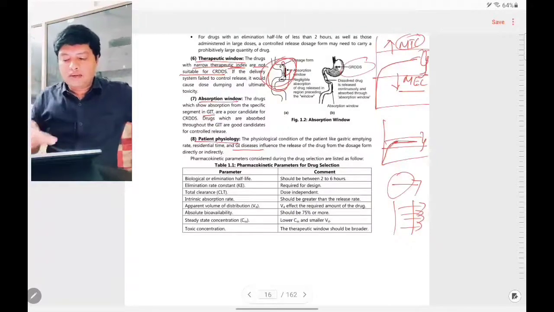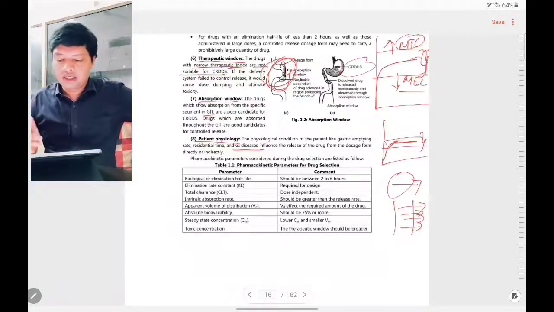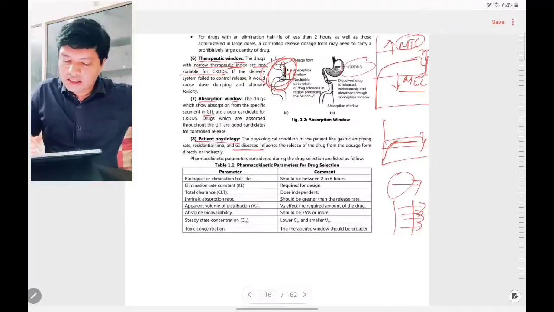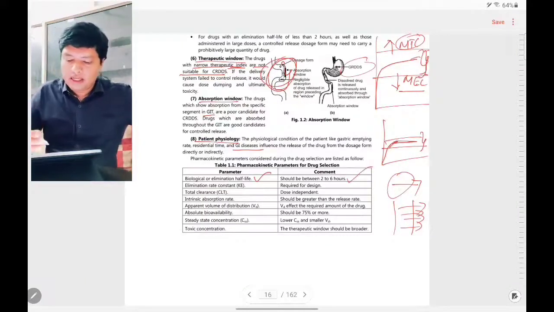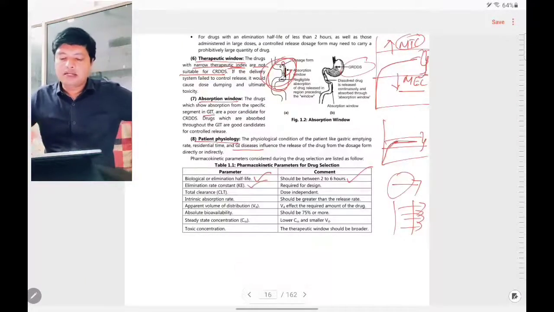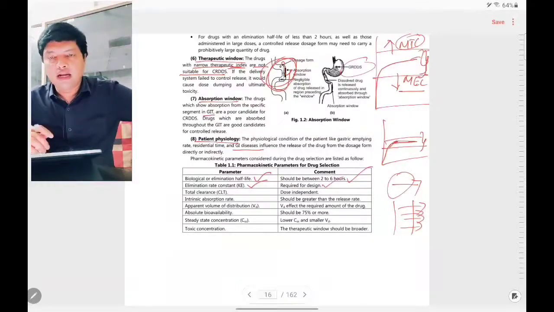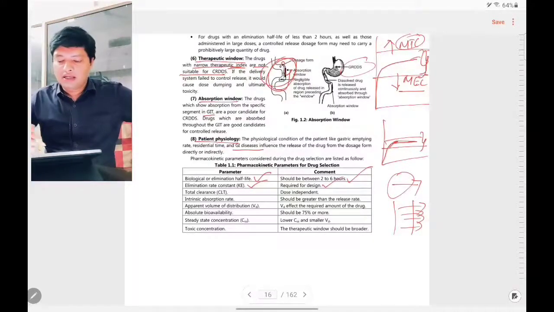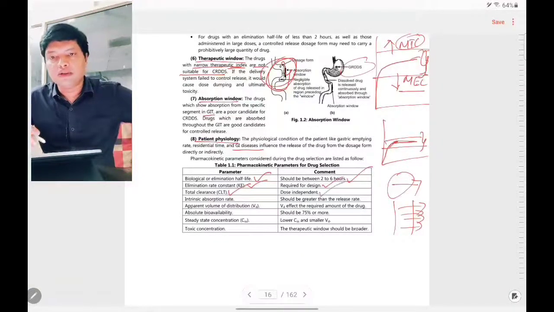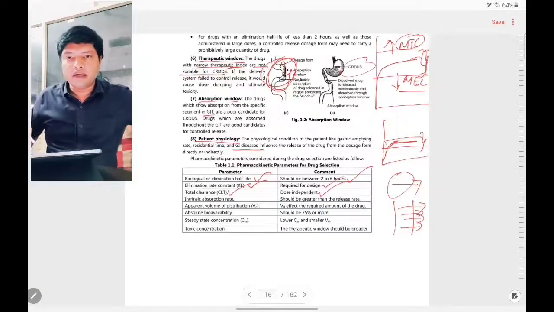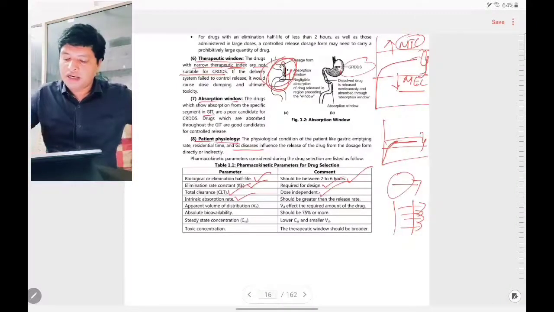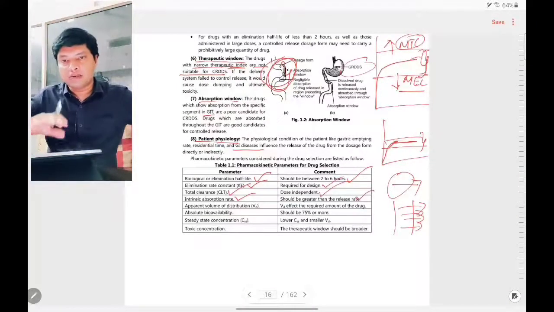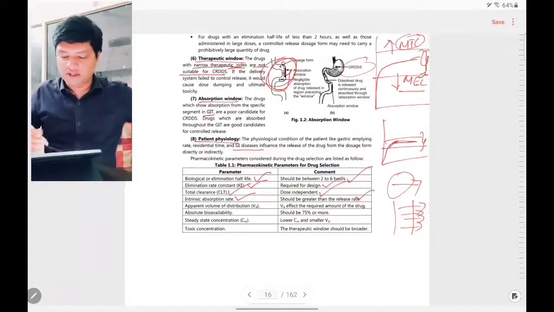So, to put this in a nutshell, if we take biological half-life, we want the drug's biological half-life to be 2 to 6 hours. Then the elimination rate constant is required for designing controlled drug delivery. Total clearance should be dose independent. Only then can the candidate be designed as controlled drug delivery. The intrinsic absorption rate should be greater than the release rate. We assume that absorption should be greater than the release of the drug from the dosage form.